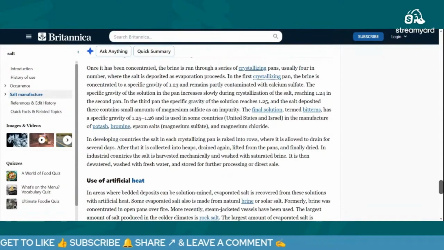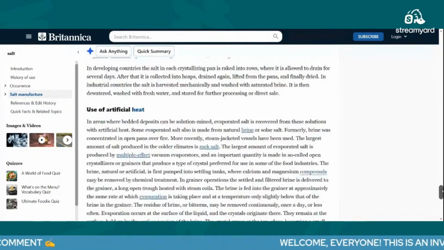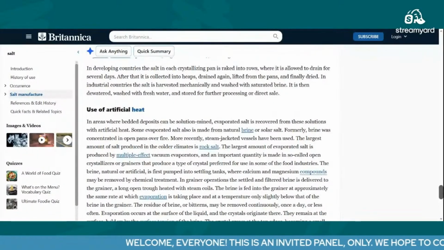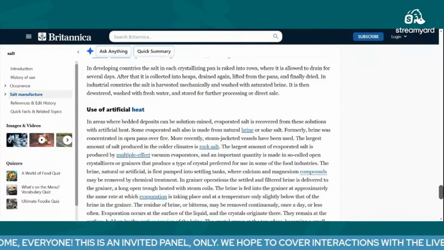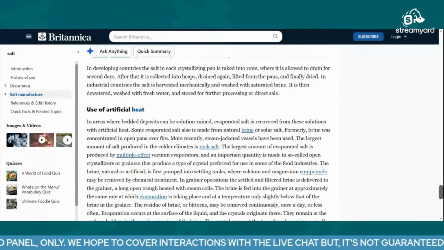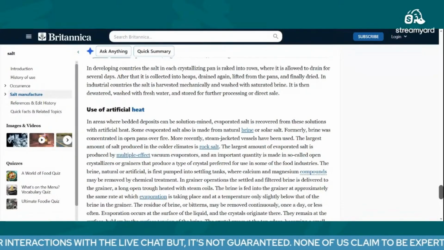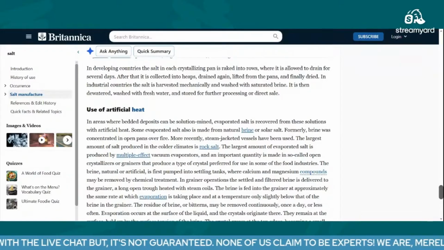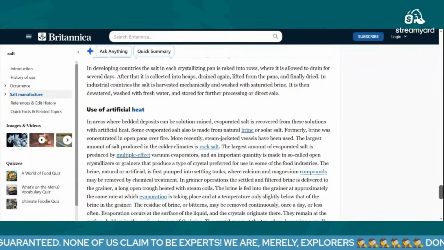In developing countries, the salt in each crystallizing pan is raked into rows where it is allowed to drain for several days. After that, it is collected into heaps, drained again, lifted from the pans, and finally dried. In industrial countries, the salt is harvested mechanically and washed with saturated brine. It is then dewatered, washed with fresh water, and stored for further processing or direct sale.